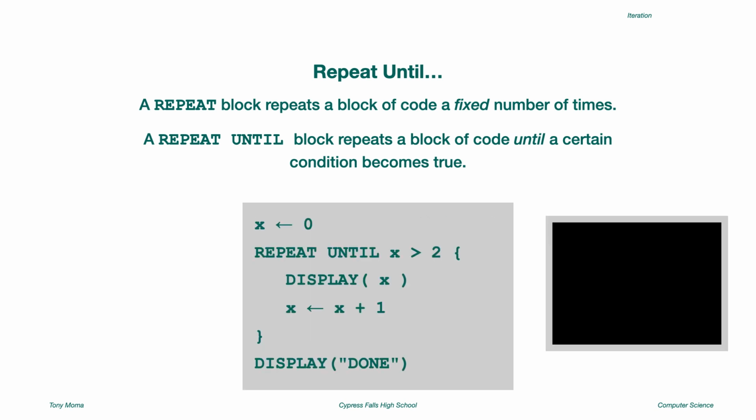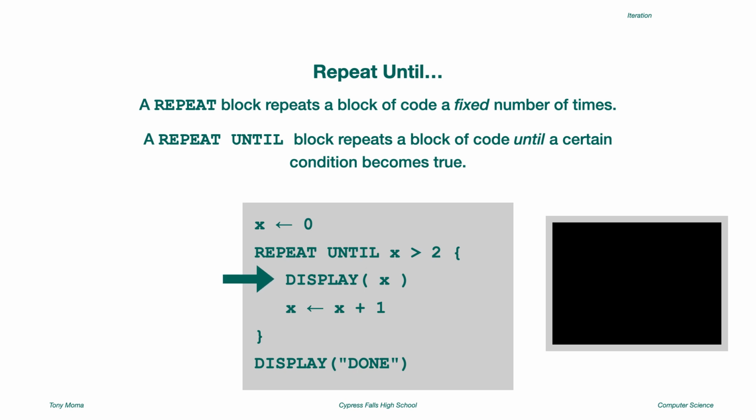For example, consider the following code segment. We're going to break down what's happening here line by line. We start by declaring a variable named x and assigning it the initial value 0. Then we enter a repeat until block. The first thing we do is evaluate the condition. Is it true or is it false? Since x is currently equal to 0, 0 is not greater than 2, thus the condition is false. Thus we go inside the repeat until block.